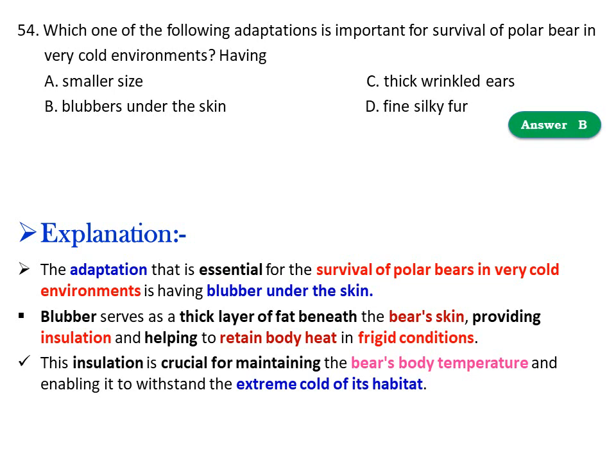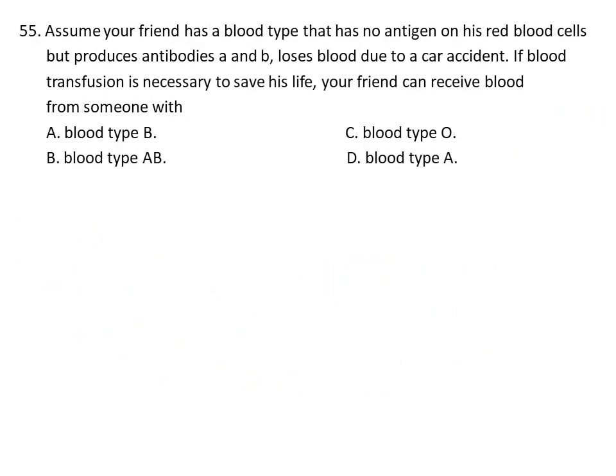blubber under the skin. Blubber, what does this serve as? A thick layer of fat beneath the skin of the bear, providing insulation and helping to retain body heat in freezing conditions. This insulation is crucial for maintaining the bear's body temperature and enabling them to withstand the extreme cold of its habitat.